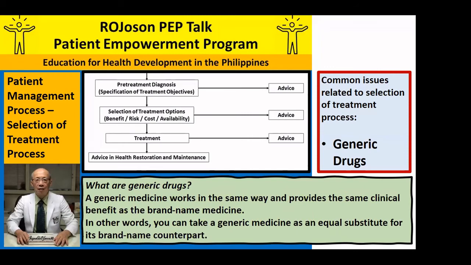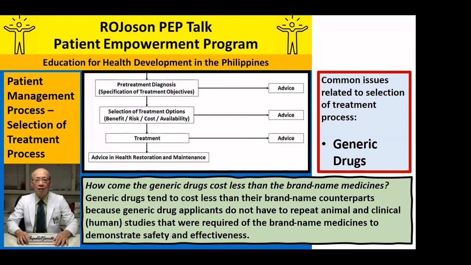A generic medicine works in the same way and provides the same clinical benefit as the brand name medicine. In other words, you can take a generic medicine as an equal substitute for its brand name counterpart. How come the generic drugs cost less than the brand name medicines? Generic drugs tend to cost less because the generic drug applicants do not have to repeat the animal and clinical human studies, which are very expensive, that were required of the brand name medicines to demonstrate safety and effectiveness.